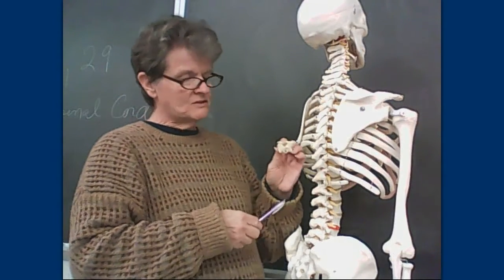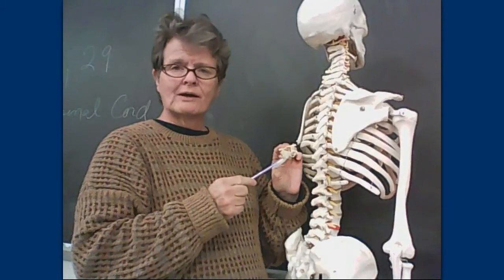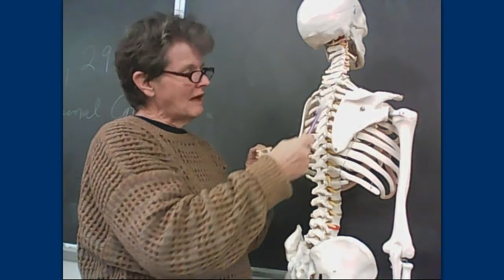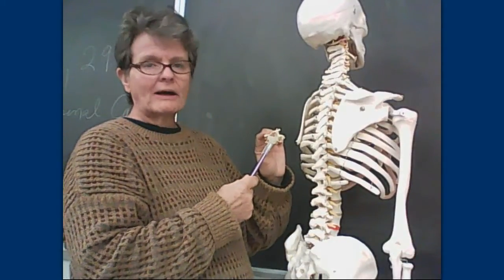I'm going to pick up another type of cervical vertebrae. Now you'll notice that the cervical vertebrae are small because the only weight they're having to hold up is the head. As you go down the vertebral column, the vertebrae are going to be larger. Now, this area of the vertebrae is called the body.